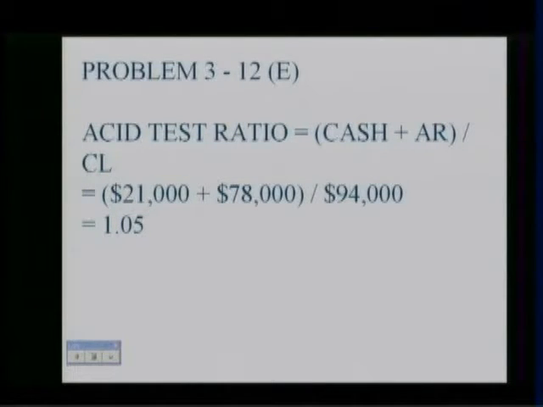Now that's a pretty good quick ratio. You want it to be around 1 or higher, so they're doing okay. The only thing that they could have included in those current assets, in addition to what we used, just cash and accounts receivable, is short-term investments. If they had had short-term investments in there, you would need to add that in too. But this company didn't have any short-term investments, so you didn't have to worry about it in this problem.